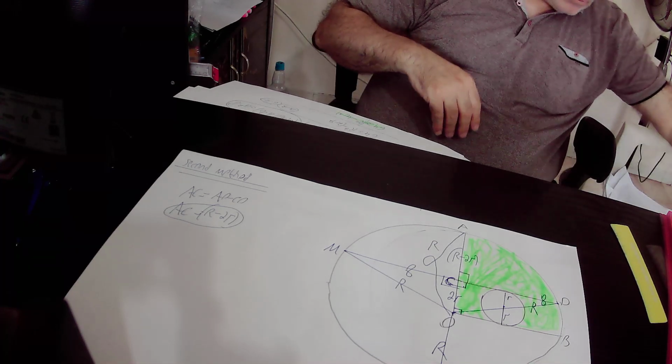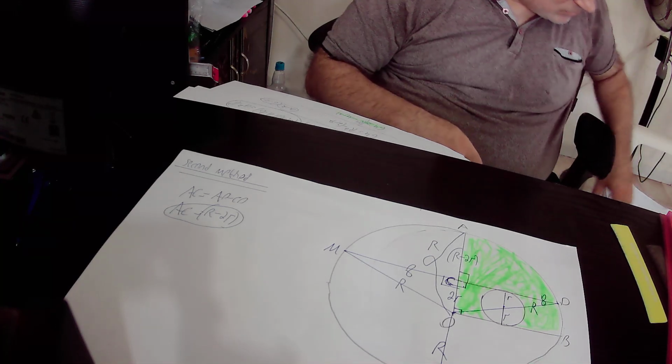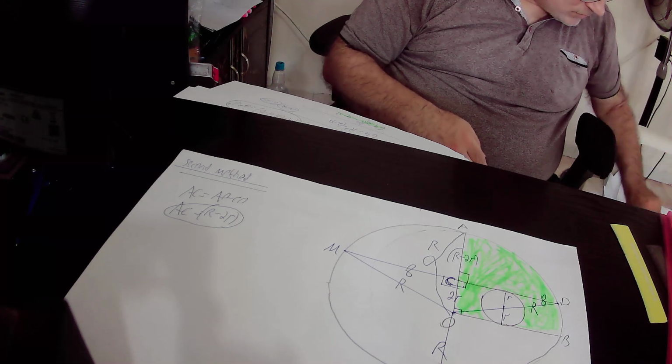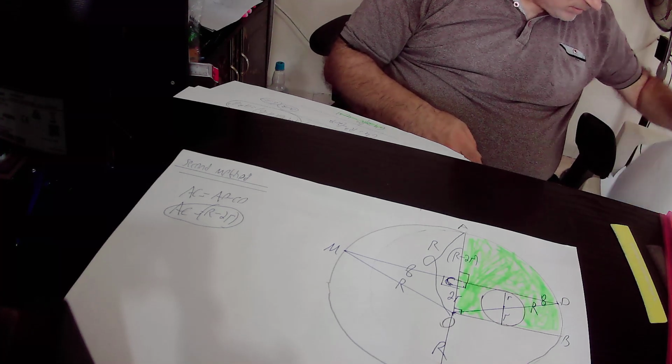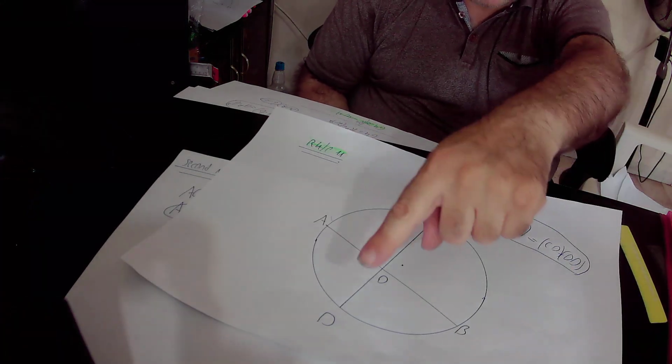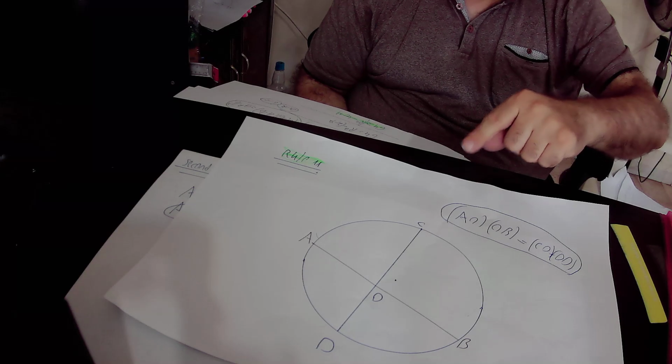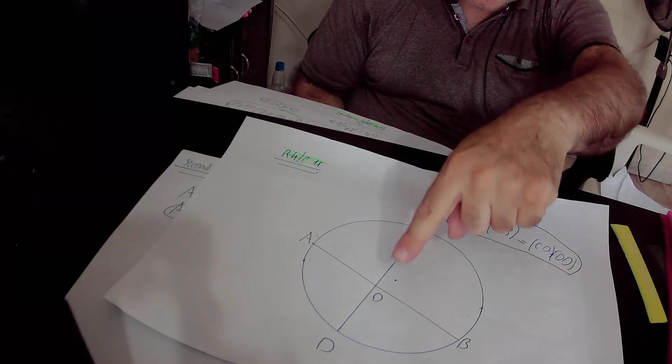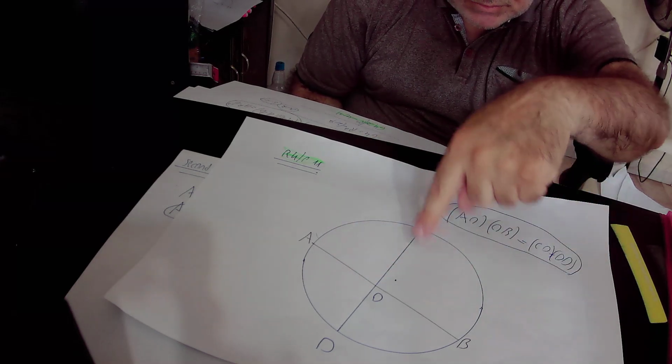Then I presented to you rule number 11, and we implemented rule number 11 in our drawing. What is rule number 11? According to rule number 11, if chord AB intersects with chord CD at point O, then AO times OB equals CO times OD.